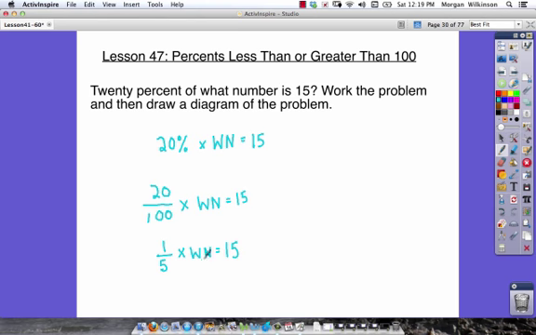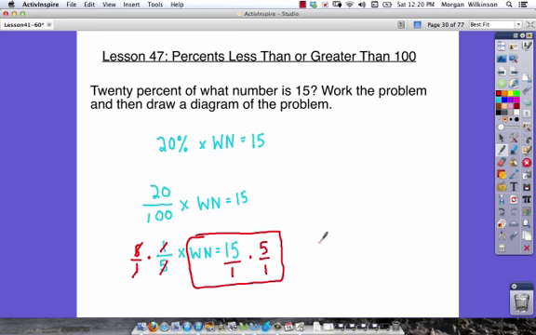To find Wn, we need to undo the multiplication of 1/5. So we're going to multiply by the reciprocal. We're going to multiply by 5 over 1. We're going to multiply both sides by 5 over 1. 15 is the same thing as 15 over 1. This works because the 5's cancel, the 1's cancel. We're left with Wn by itself is going to be equal to all this.